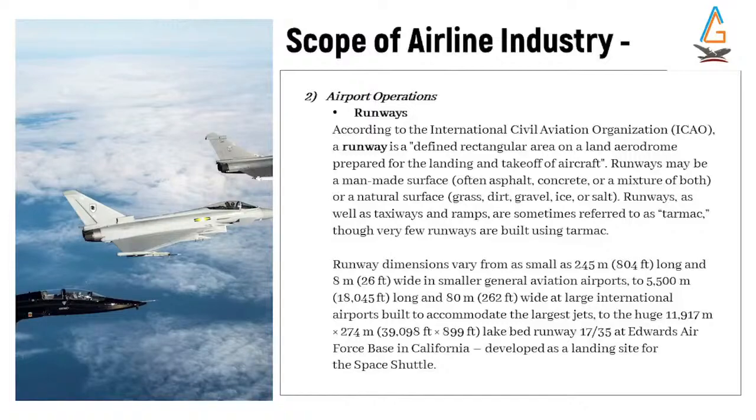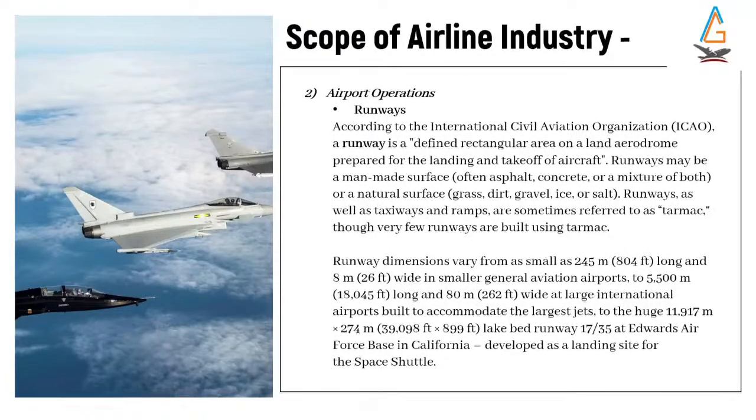In the first paragraph, what you can see on the screen, you have the definition of a runway given by ICAO or IKO. I call it as IKO. Okay, so IKO stands for International Civil Aviation Organization. It is a specialized agency of the United Nations. It codifies the principles and techniques of international air navigation and also fosters the planning and development of international air transport to ensure safe and orderly growth. Its headquarters is located in the Quartier International of Montreal, Quebec in Canada.